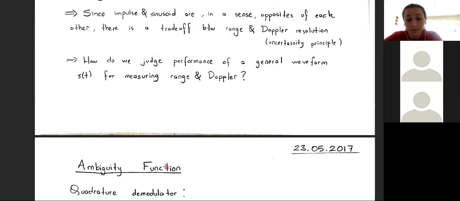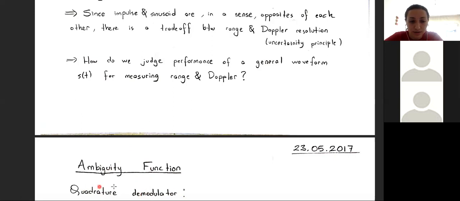But let me mention one thing here. The ambiguity function comes from the fact that the received radar signal will be processed with a quadrature demodulator. So the definition of the ambiguity function actually arises from the fact that we are using a quadrature demodulator within the radar system. So it's a function specialized for this demodulator type.